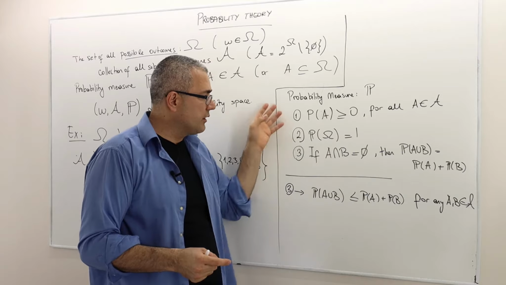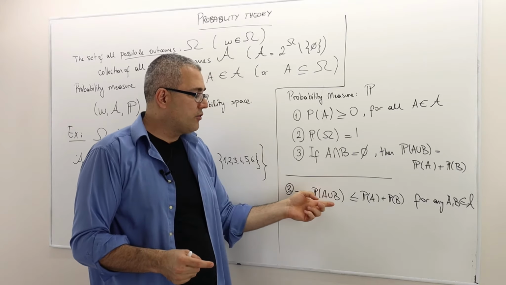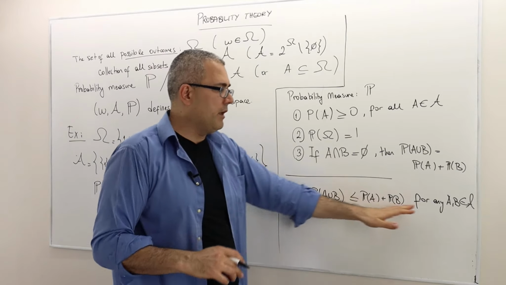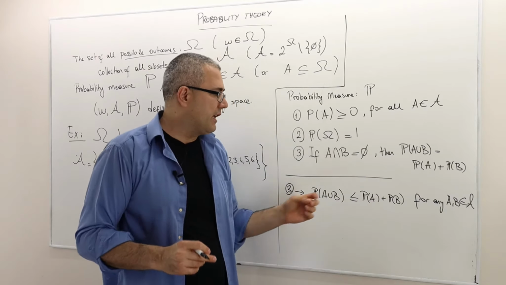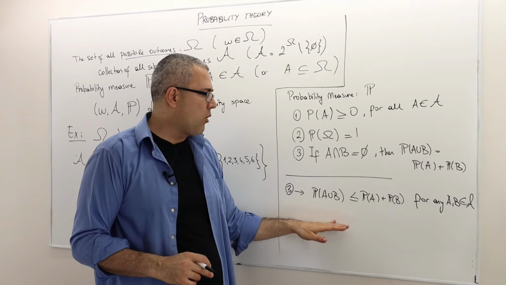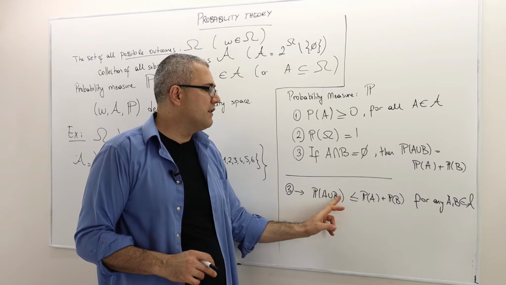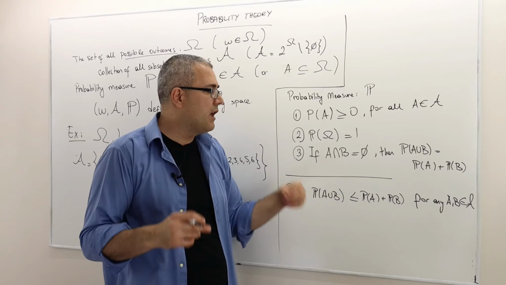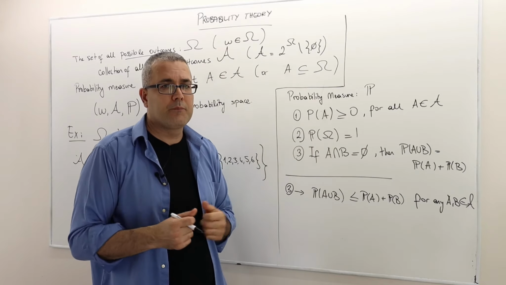The third condition, along with the others, actually implies in general, for any events A and B, we have this inequality. Probability of A union B is less than or equal to probability of A plus probability of B.